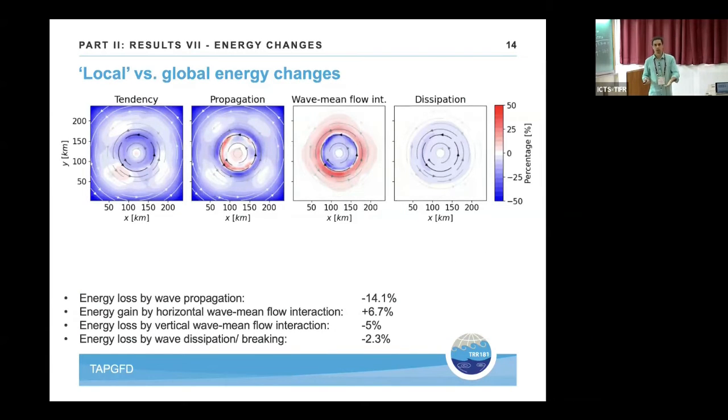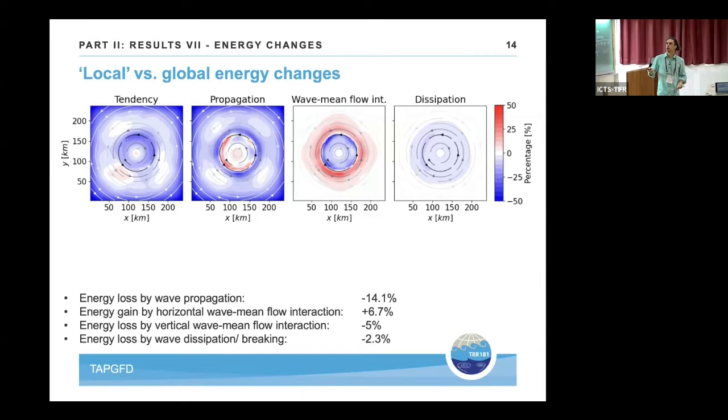Well, the question is, are these energy changes actually relevant? For that, I compare local energy changes against global energy changes. Here is physical space, integrated in the vertical in depth. I'm showing the percentage of energy that is changed throughout the simulation compared to the initial energy. These are the terms: tendency, propagation, wave inflow, interaction, and dissipation.